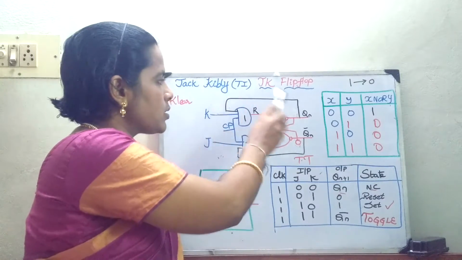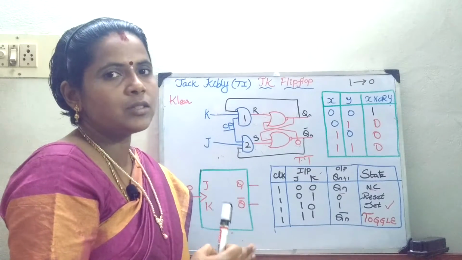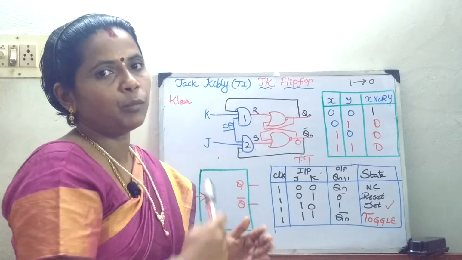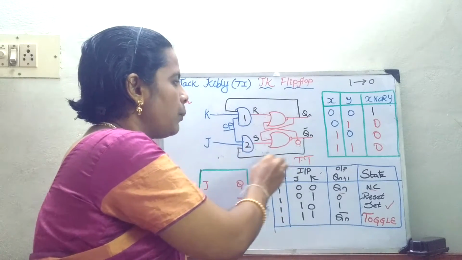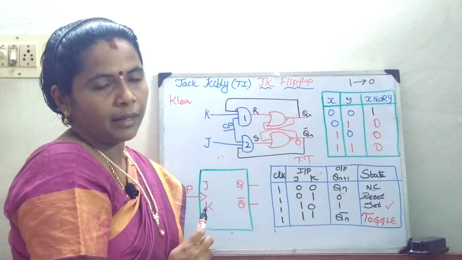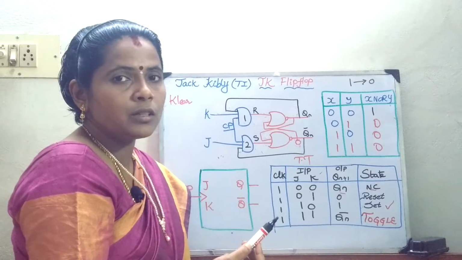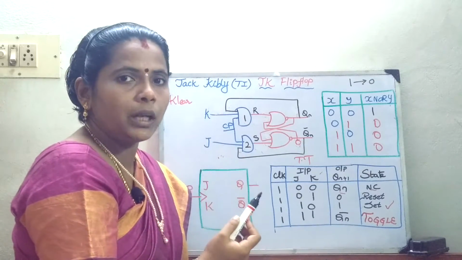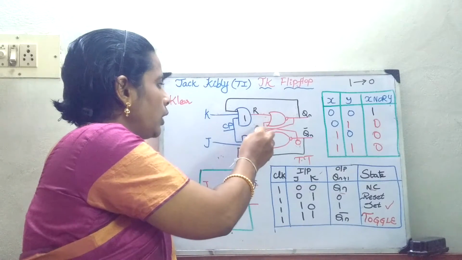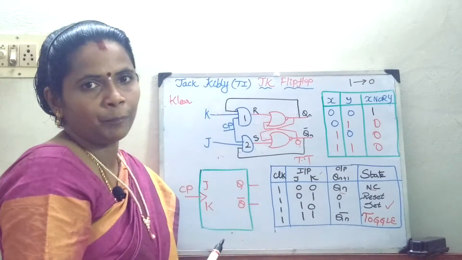Now coming to the circuitry, what is the difference you are seeing starting from the RS flip-flop? The RS flip-flop is two cross-coupled NOR gates, right? If I want to convert this, shown in red color, to a D flip-flop, what do I have to do? I just have to put a NOT gate and connect it here, right?